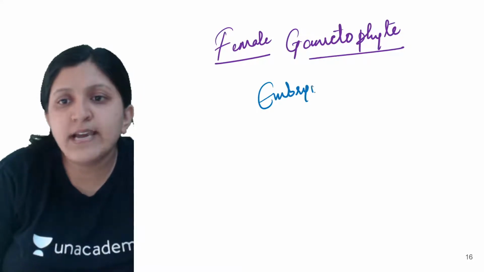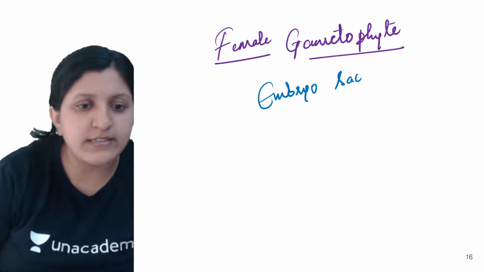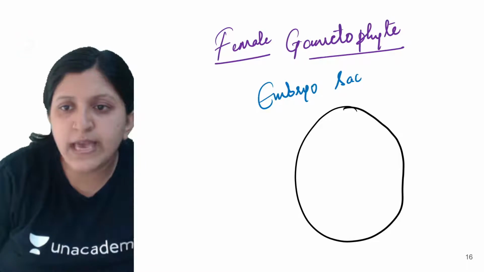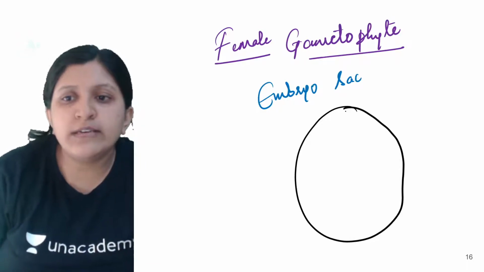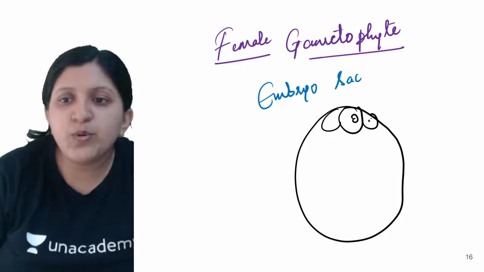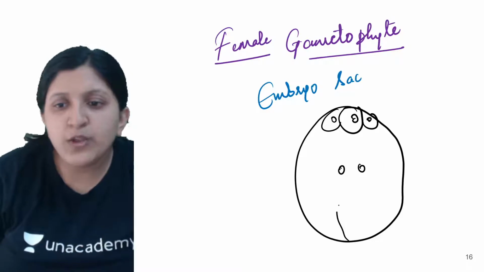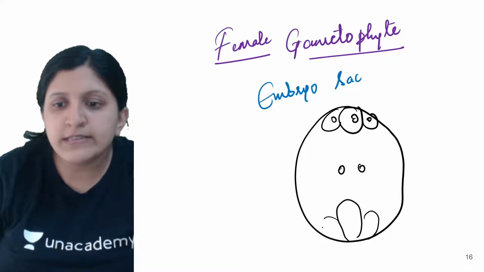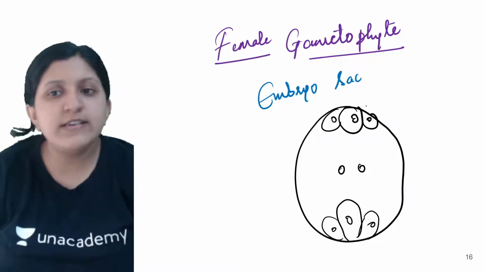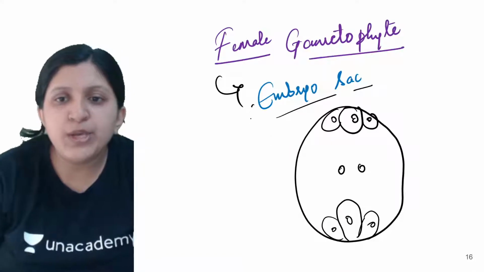So what does it contain then? It basically has a structure as such, where you can see, let's say this is an embryo sac. This one is the antipodal cell, antipodal cells having their own nuclei. Two polar nuclei, an egg apparatus and synergid cells are present. So this is actually a female gametophyte, which is an embryo sac.